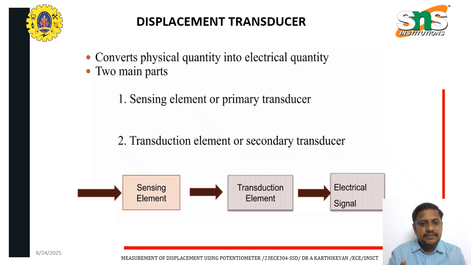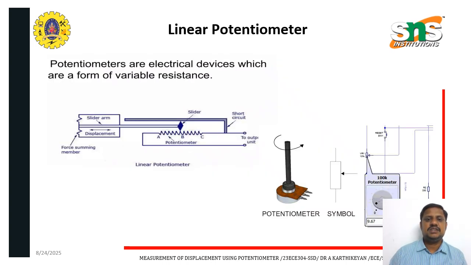The transducer has two main parts. One is the sensing element or primary transducer. The second is the transduction element or secondary transducer. With the help of the sensing element, we can sense the quantity, and then the transduction element detects it and gives the electrical signal to the user. That is the main displacement.